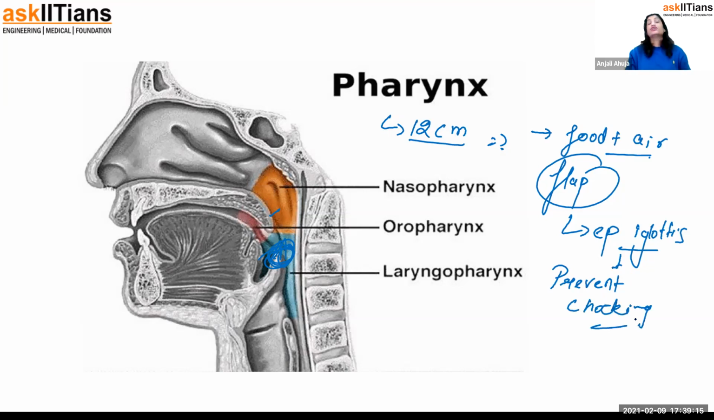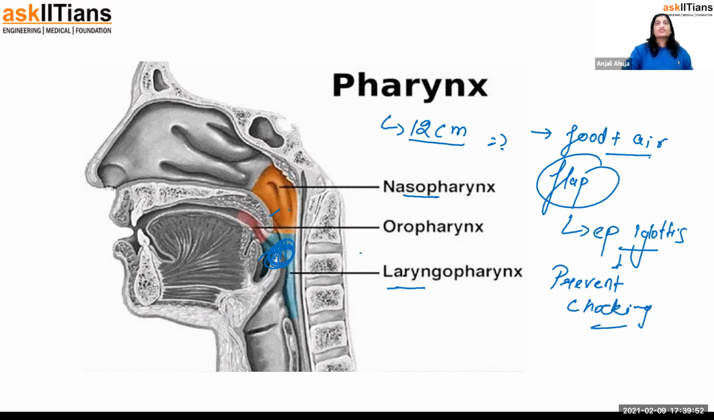Now, talking about the pharynx, I have told you the nose and mouth meet at a common point. That common point is known as the pharynx. There are three parts of the pharynx. Nasopharynx is the nasal part. Oropharynx is the one nearby the mouth. And laryngopharynx is nearby the larynx. Then it meets further into the esophagus. I'll explain larynx in the breathing part. Larynx is the sound box. For now, we are done with the pharynx.